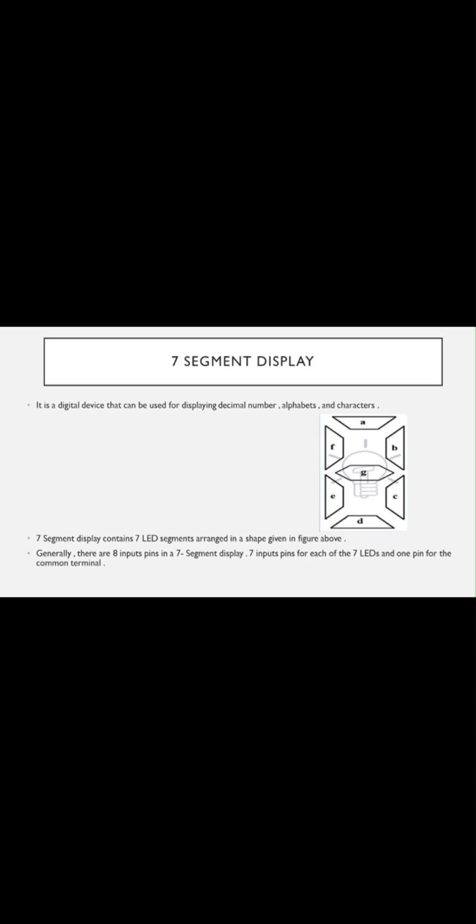I will complete what Yusuf said before. A 7 segment display is a digital device that can be used for displaying decimal numbers, alphabets and characters. A 7 segment display contains 7 LED segments arranged in a shape given in the figure above. Generally, there are 8 input pins: 7 input pins for each of the 7 LEDs and 1 for the common terminal.